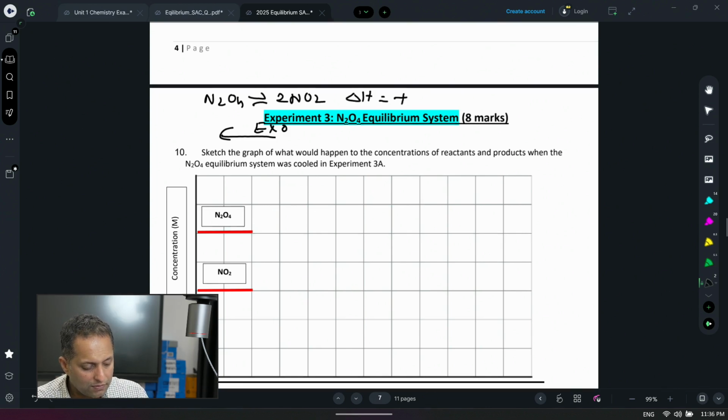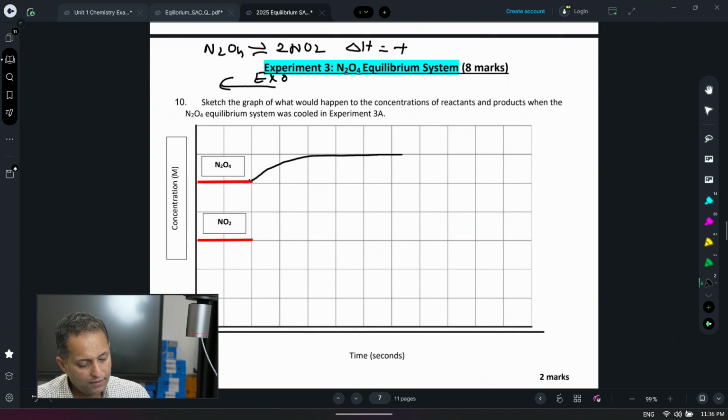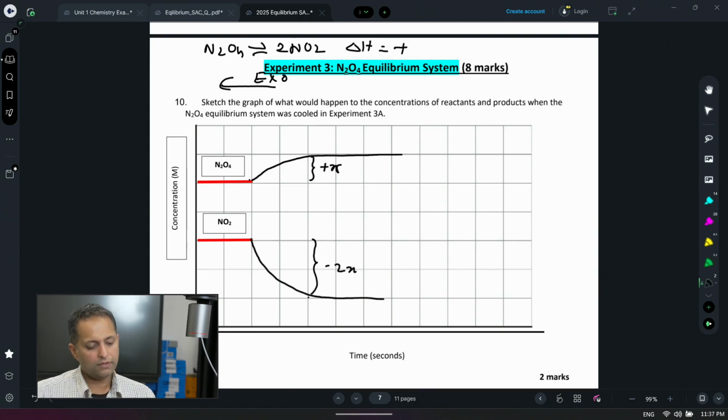Let's say it is going to be increased by x. Then if N2O4 increases, this is plus x. Then the NO2 will go down by 2x, minus 2x. Is that clear to you?